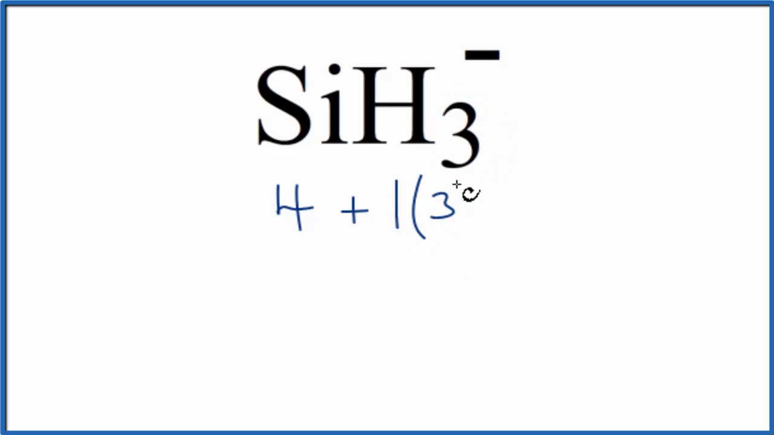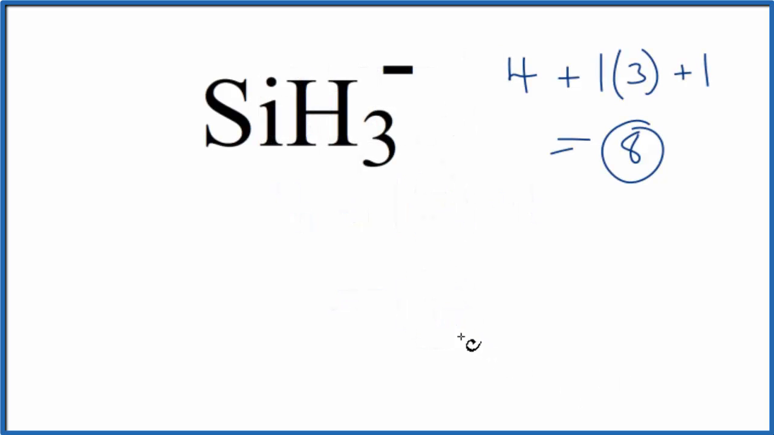3 hydrogens here. And then this negative, that means we have an extra electron. Electrons are negative, we just have 1 more. So we're just going to add another electron here. That gives us a total of 4 plus 3 plus 1, 8 valence electrons for the SiH3- Lewis structure.